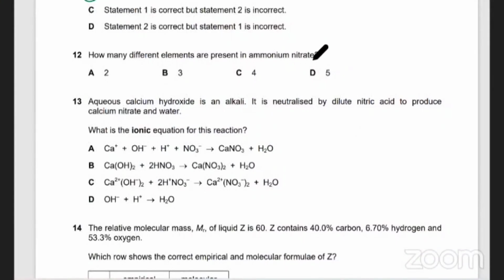How many different elements are present in ammonium nitrate? What is ammonium? Ammonium is NH4 plus 1. What is nitrate? That's NO3 minus 1. So that's just its formula.